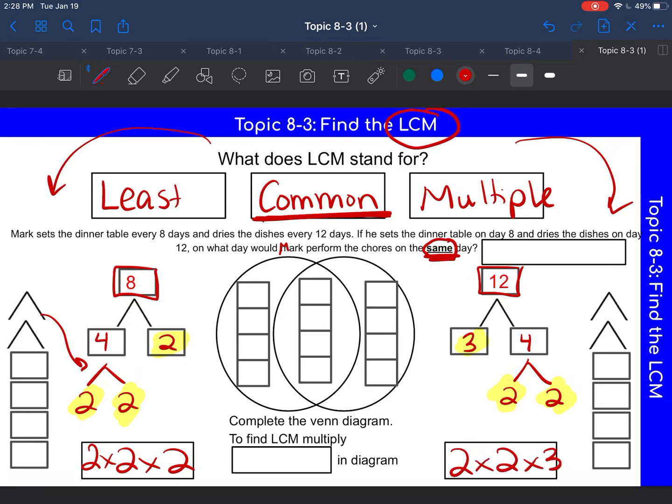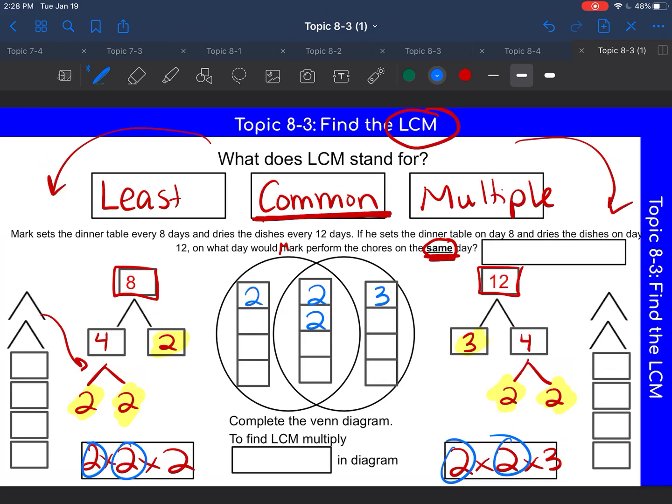All right, so now again, we complete this Venn diagram just like we would. What they have in common is a 2 and another 2. And then everything else that's left over, the 2 goes over here and the 3 goes over here.